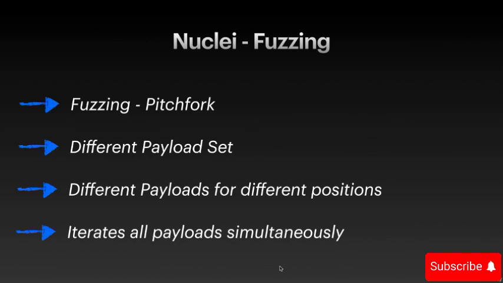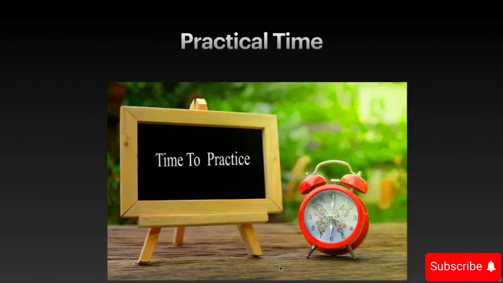As we are understanding about nuclei fuzzing, in this lesson we are going to see the second technique, which is pitchfork. So what is pitchfork exactly? It means that it iterates all the payloads simultaneously. That means for the username field, the first payload from usernames.txt, and for the password field, the password from the passwords.txt file. So one by one, simultaneously, it will keep on iterating all the payloads. So it is the practical time, and let's quickly see how we can perform fuzzing using pitchfork.